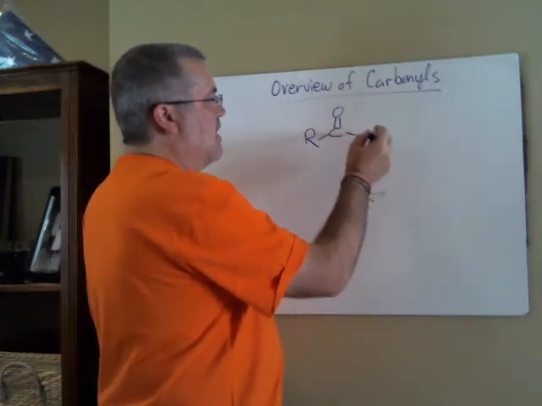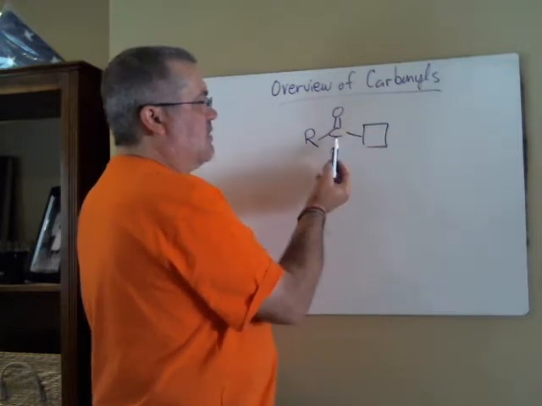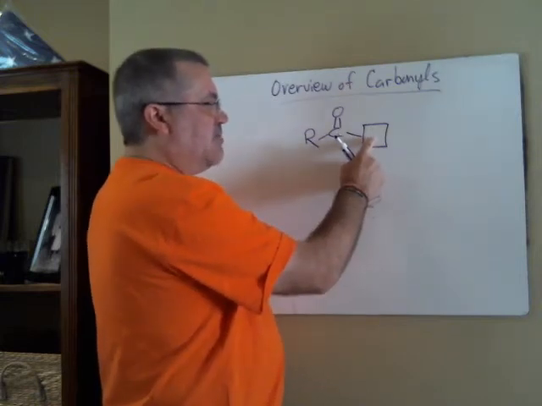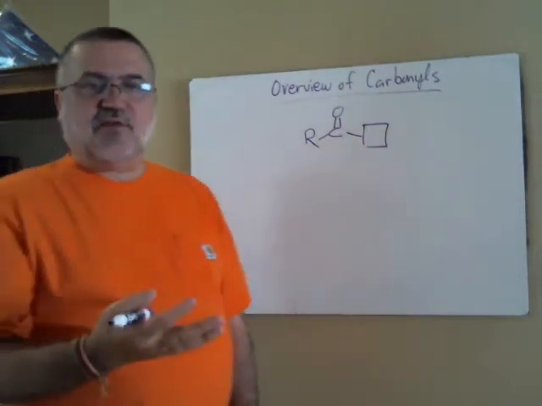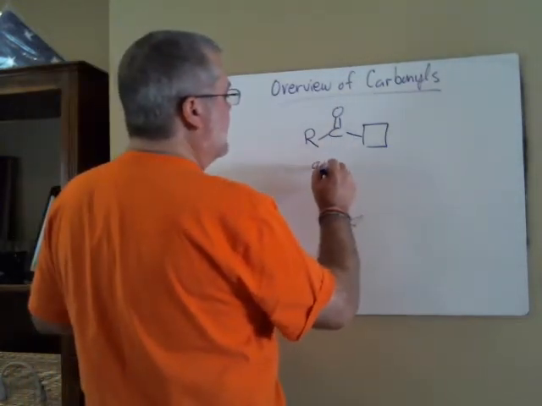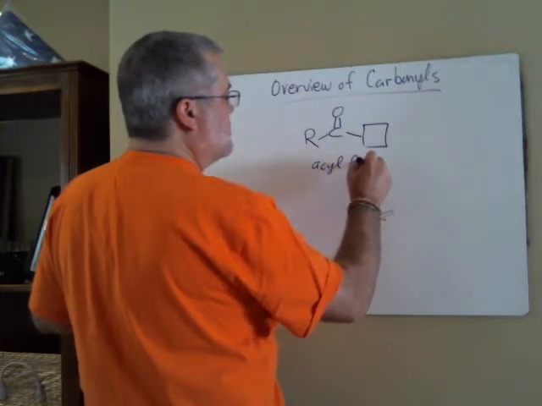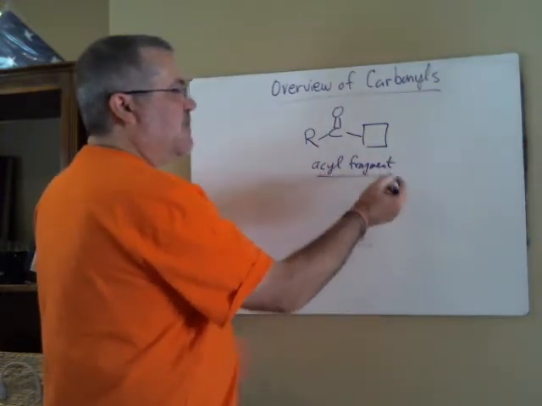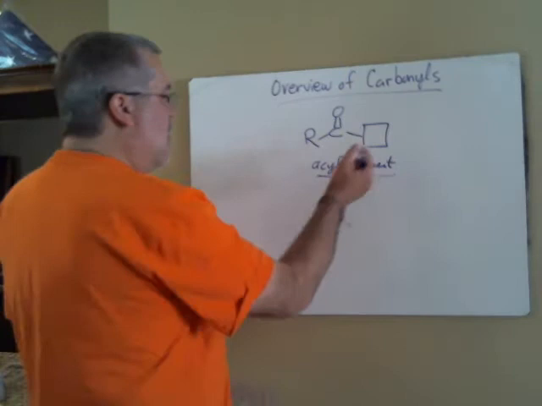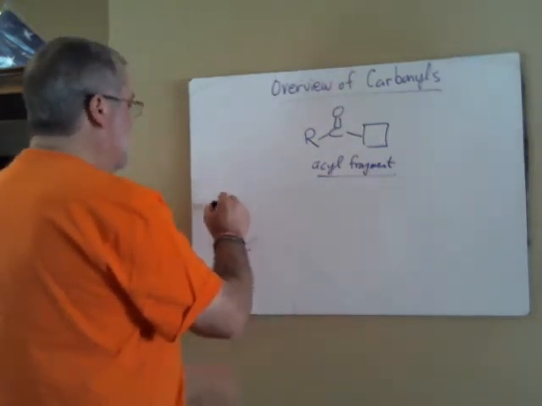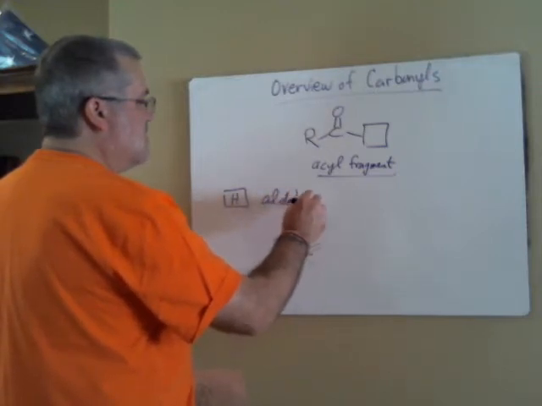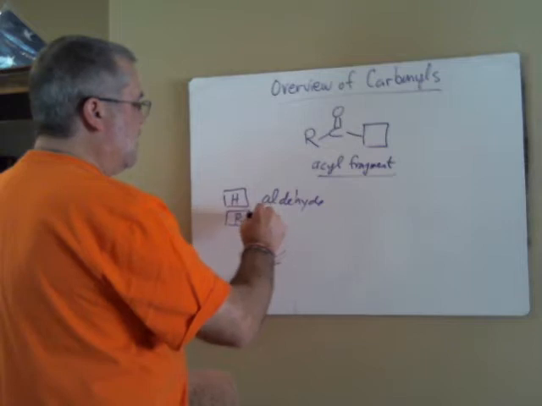And then the other side of the carbonyl was attached to something. Whatever is in this box basically defines what kind of carbonyl functionality it is. And what we call this is the acyl fragment. It is basically what is common to all of our carbonyl functionalities, and all that's changing is what's in the box. So, for example, if I put an H in that box, it's an aldehyde. If I put an R in this box, it's a ketone.